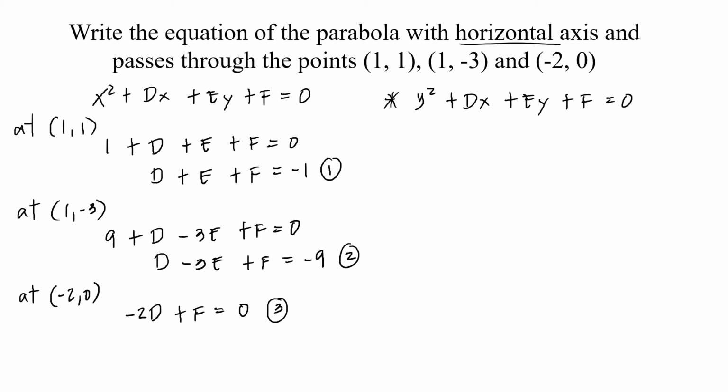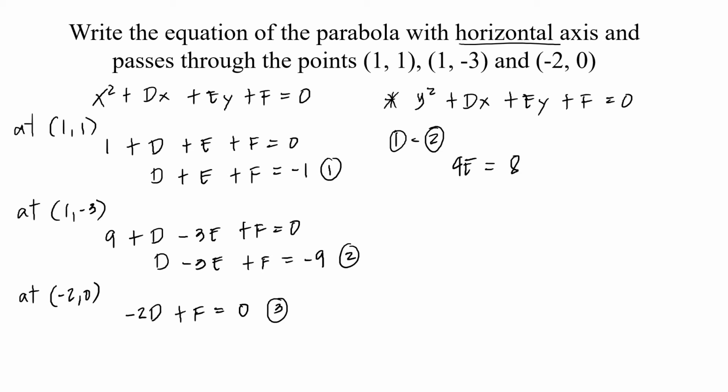Now we have 3 equations in 3 variables d, e, and f. We're going to use the elimination method to solve for the values of these variables. Let us start by subtracting equation 1 minus equation 2. So that will be d minus d, that is 0, e minus negative 3e, that is 4e, f minus f, that is 0, and then negative 1 minus negative 9, that is positive 8. So we have 4e is equal to 8.